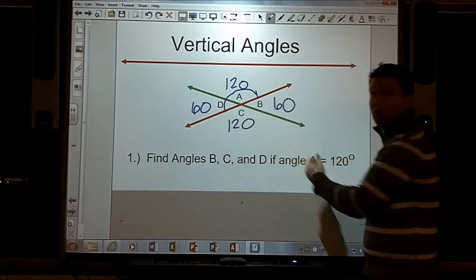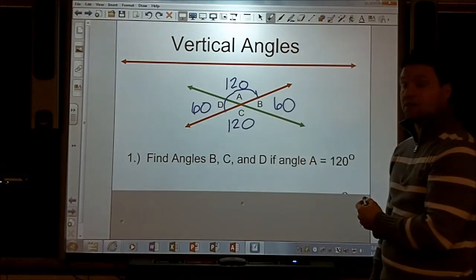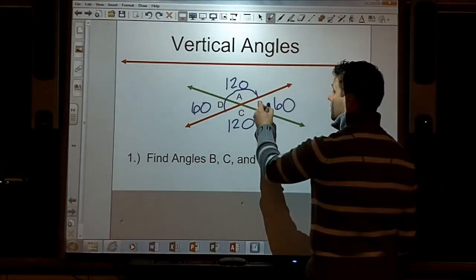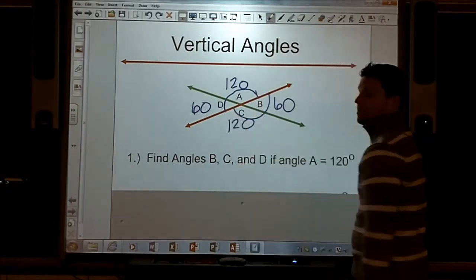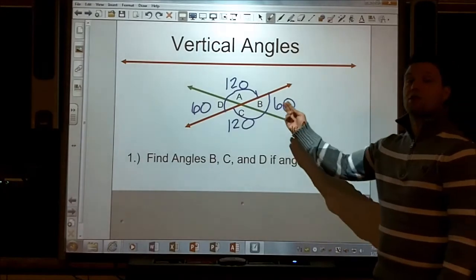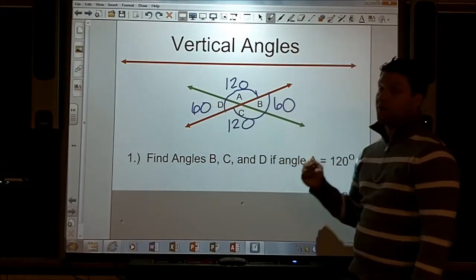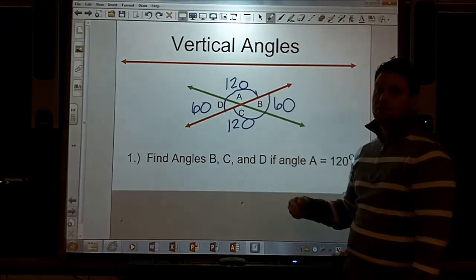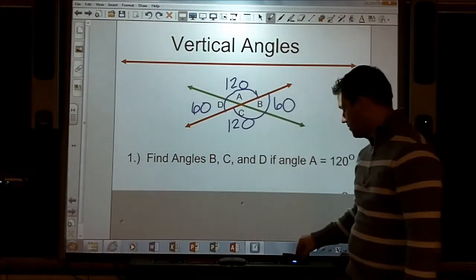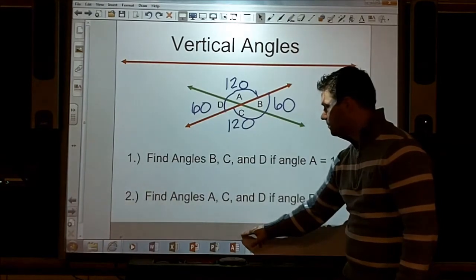Not only because it's vertical to D, but also because it creates a straight line with C, okay? Those are a supplementary pair. D and B are vertical, A and C are vertical. They must be equal to each other. Let's try a second one.